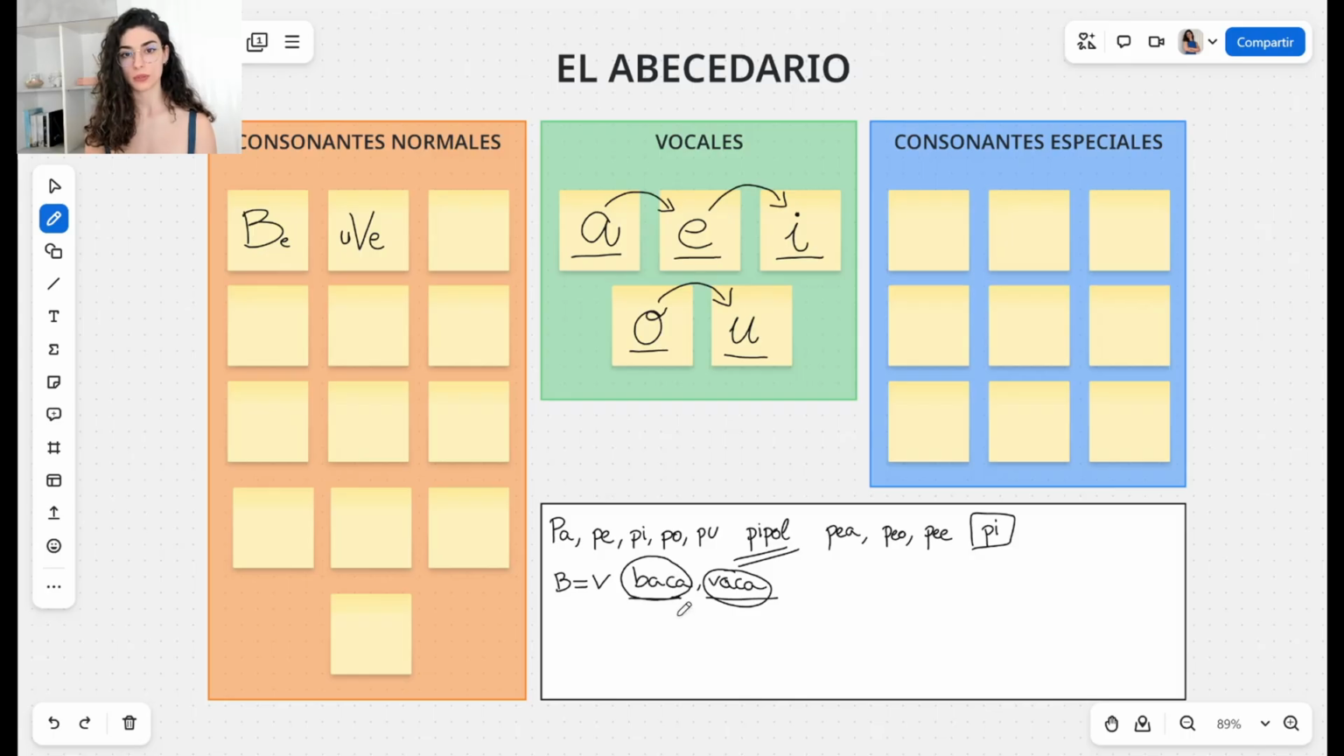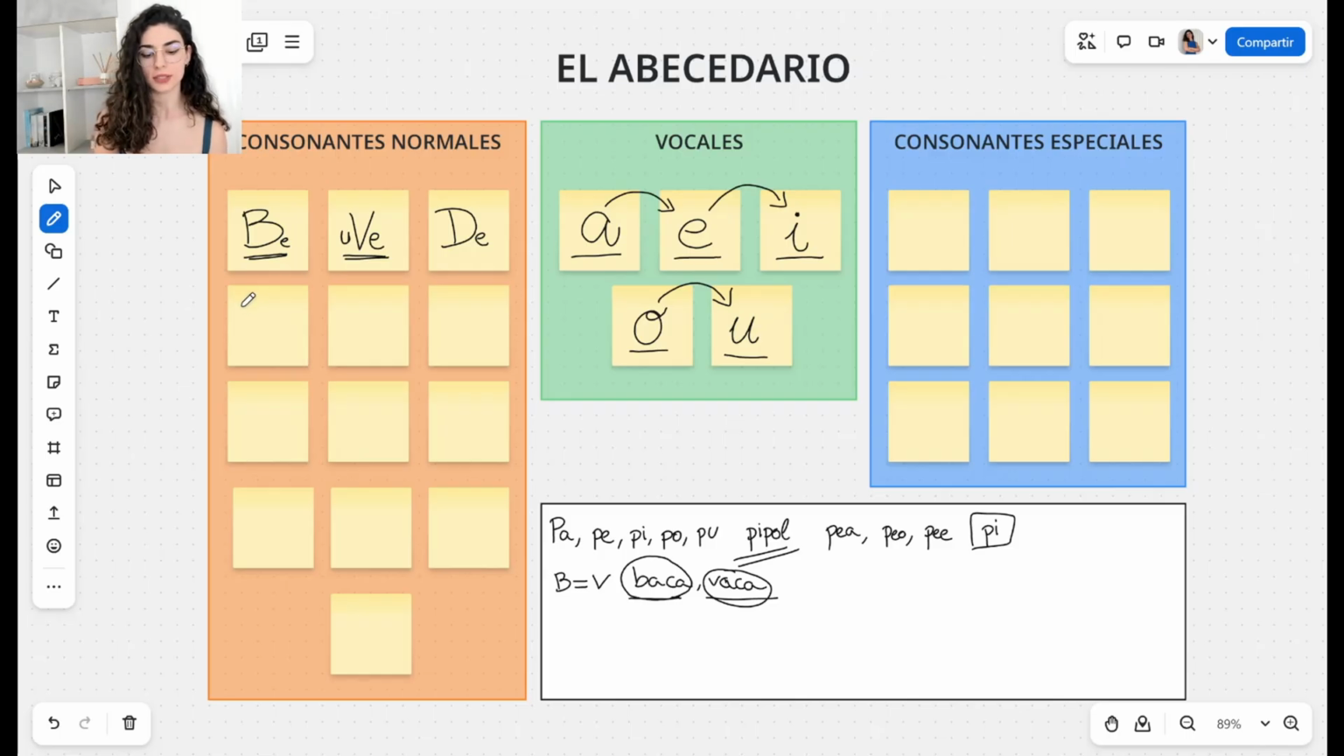So for both consonants, the pronunciation is going to be like this. For letter B, it's going to be ba, be, bi, bo, bu. For letter V, it's going to be ba, be, bi, bo, bu. Same thing. Then we have letter D. It has the same exact sound as in English. So this is going to be da, de, di, do, du.